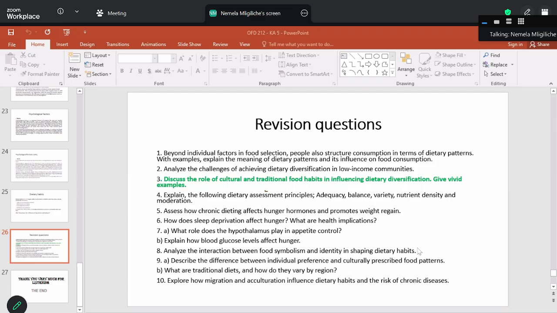From ugali we get carbohydrates, from vegetables we get some vitamins and minerals, and from protein, whether beans, fish, or meat, we get protein. So that is how culture can promote dietary diversity, by using locally available and different types of foods in a specific meal. The combination makes us eat different food groups in one meal.